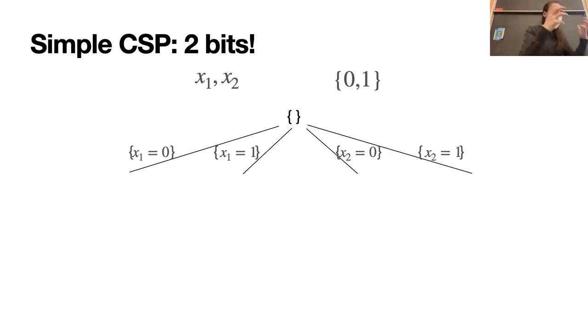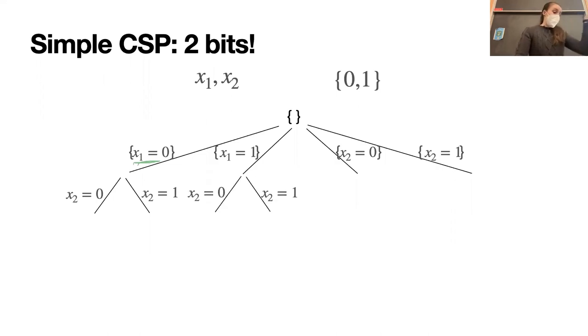And I'm explicitly doing this so that it looks like a search problem, because again, a CSP is a special form of a search problem. So if we have that our x1 here is equal to 0, we've already assigned our x1. So we can either set x2 to be 0, or we can set x2 to be 1. We can do the same thing here. We can either set x2 to be 0 or x2 to be 1.